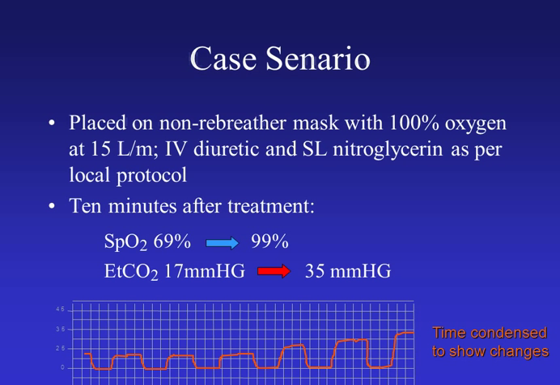All right, so we place the patient on a non-rebreather mask at 100% oxygen. Give an IV diuretic, which we don't do anymore. We definitely give him sublingual nitro per our protocol. So 10 minutes after our treatment, their SAT goes from 69 to 99. And his end-tidal CO2 goes from 17 up to 35. So there's no doubt that we fix this patient.